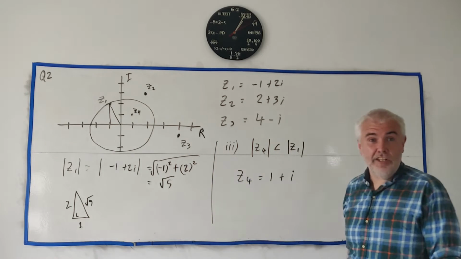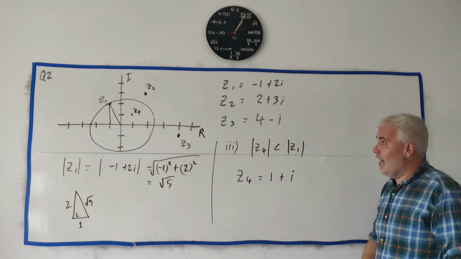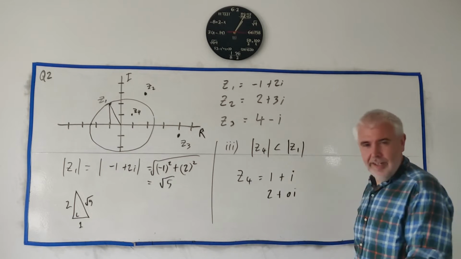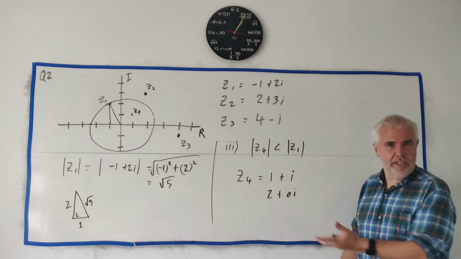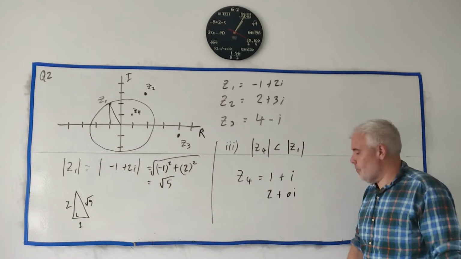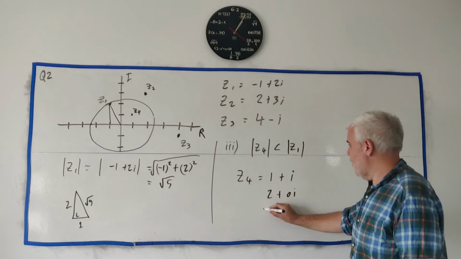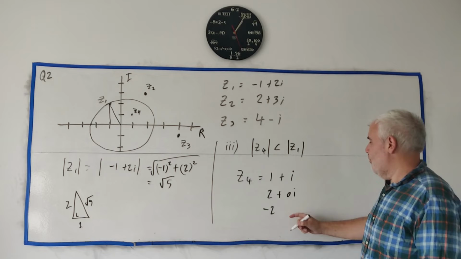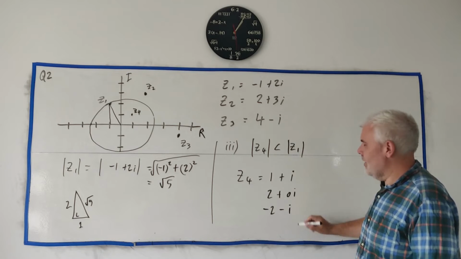Although you could pick lots of other numbers. Just a few examples would be, I guess, 2 plus 0i. That'd be a bit tricky, because would you have to write the 0? They wanted it in the form a plus bi. Another one would be, say, -2 minus i, I think would fit.